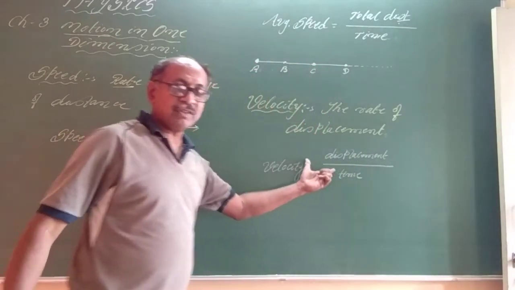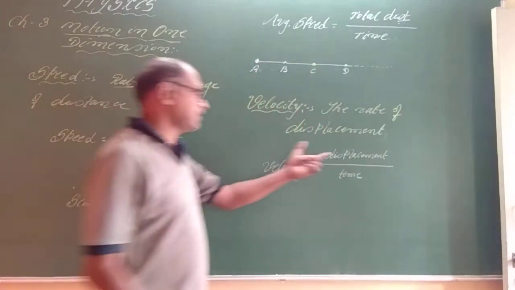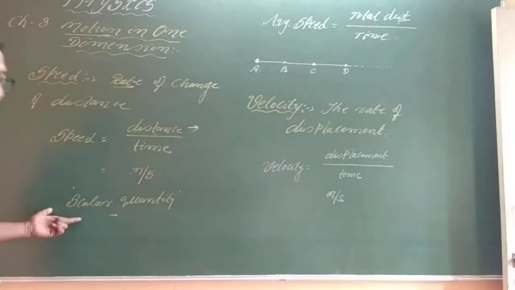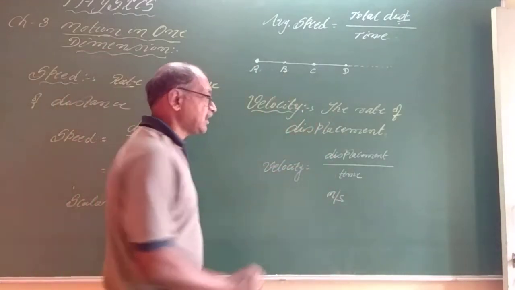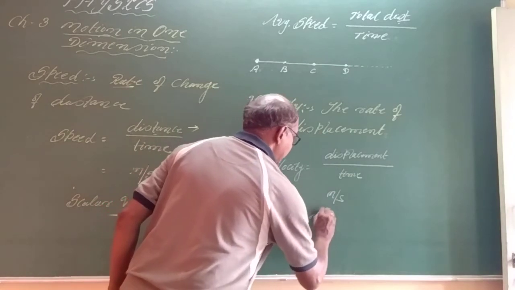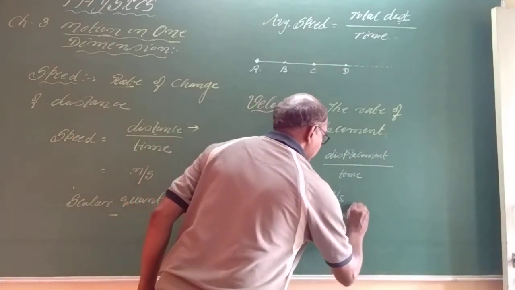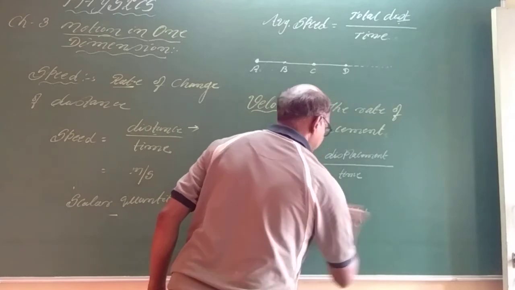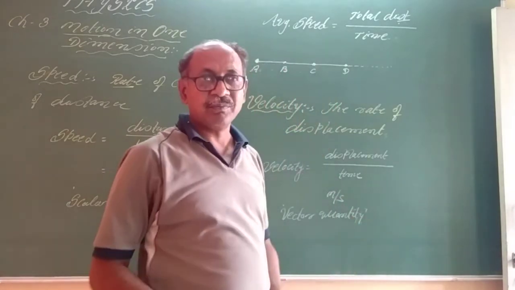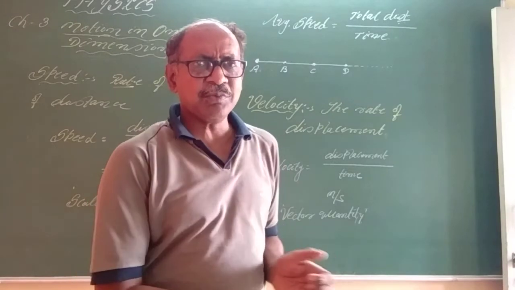What is the unit for this? It is the same as this one: displacement per time, meter per second. This has a particular direction, so that is why it is termed a vector. It is a vector. Then what is the difference between these?